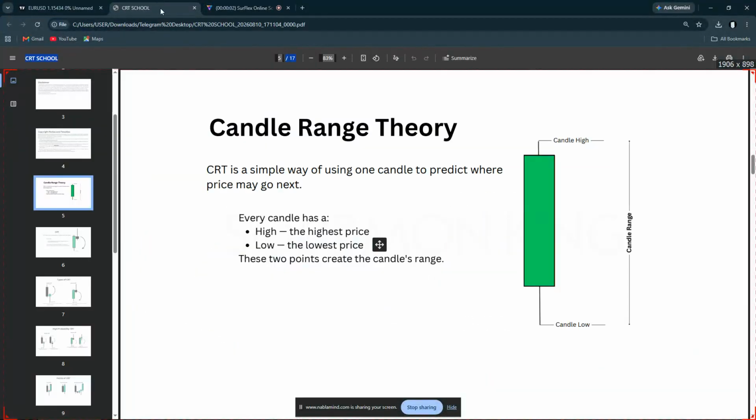Hello, everyone, and welcome to episode 1 of 2026 CRT Mentorship. In this mentorship, we will start from the very basics and slowly move to the intermediate and advanced level.